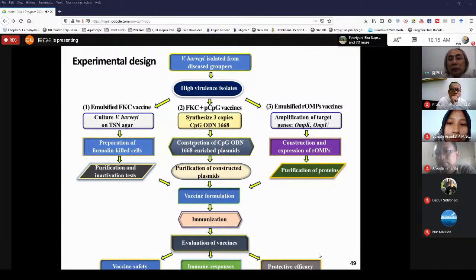So after three different kinds of vaccine formulation, we immunize the fish and evaluate their vaccine efficacy. Okay, but before evaluating the vaccine efficacy, you should also do the vaccine safety, immune response, or protective efficacy. Okay, can I stop here and take a 10 minute break?